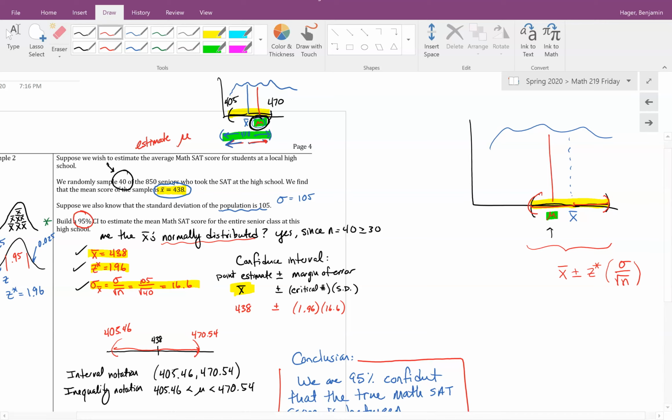And where we left off at the end of the last video is we said that it's pretty common that we don't know this. If you're trying to find the population mean, it's pretty unlikely that you know the population standard deviation. It's more likely that you'll have to rely on the standard deviation from your sample. And if that happens, it changes things just a little bit.